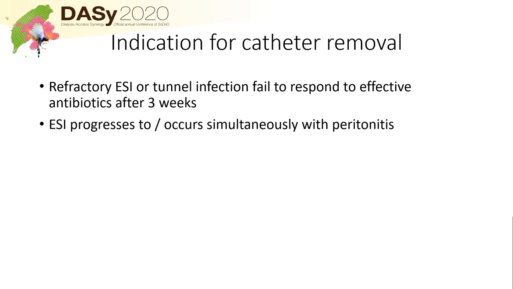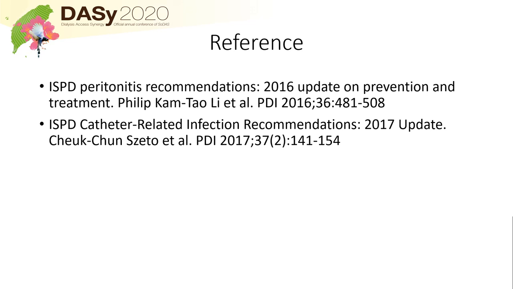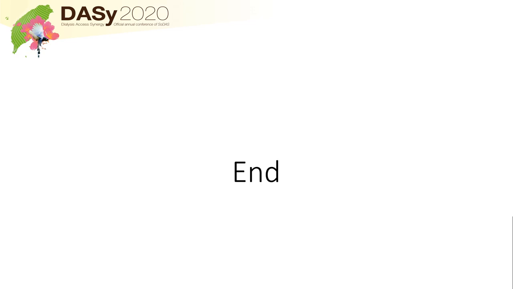There are several indications for catheter removal. They are, first, refractory exit site infection or tunnel tract infection that fails to respond to effective antibiotics after 3 weeks, or if the exit site infection progresses to or occurs simultaneously with peritonitis. Most of the information in this talk was taken from the International Society of Peritoneal Dialysis, the ISPD guidelines. This ends my presentation. Thank you.